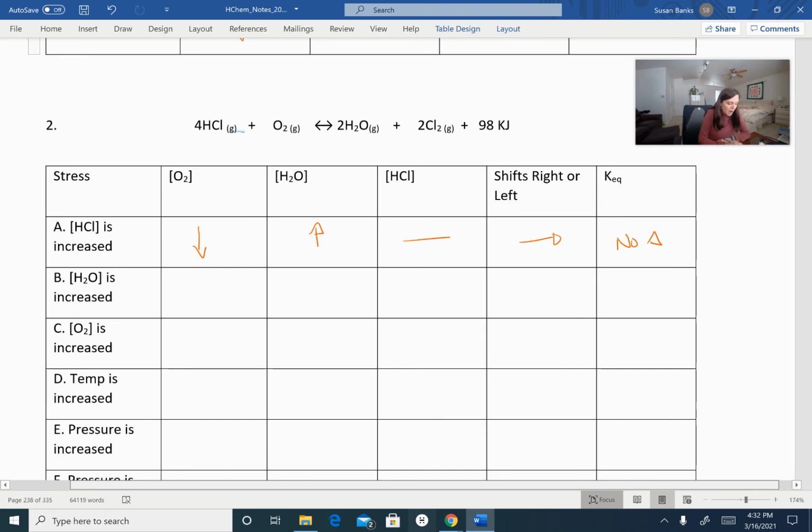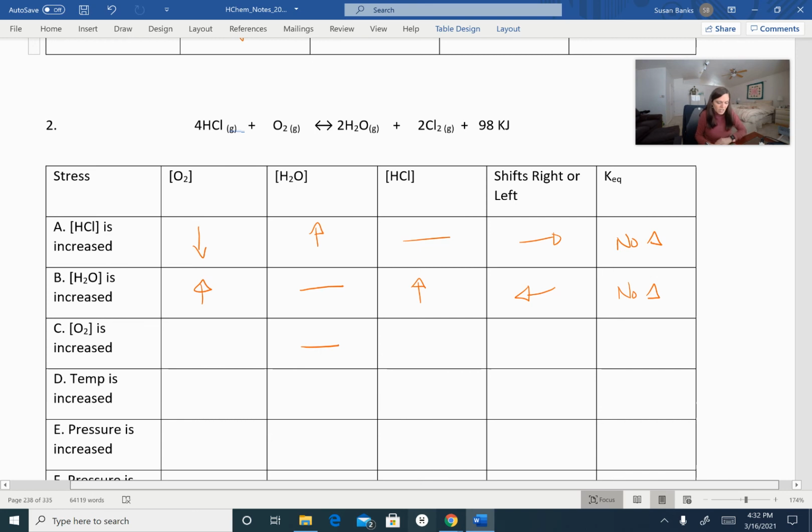Right? Let's do letter B. Water is increased, so I'm going to just X that out. Now, we're not changing the temperature, so our KEQ is not going to change. If water is increased, that's a product. So we're going to actually shift left to make more reactants. So that means our concentration of hydrochloric acid is going to go up and our concentration of oxygen is going to go up.